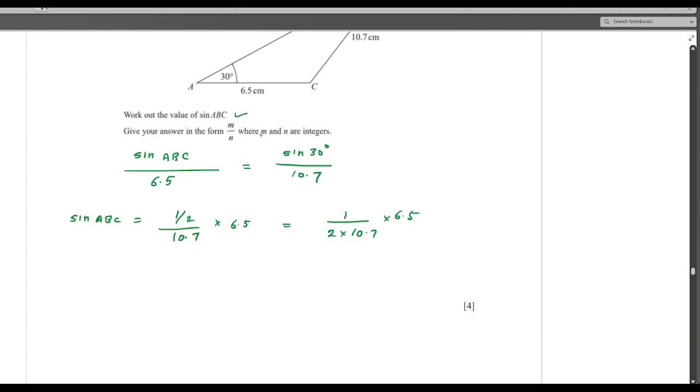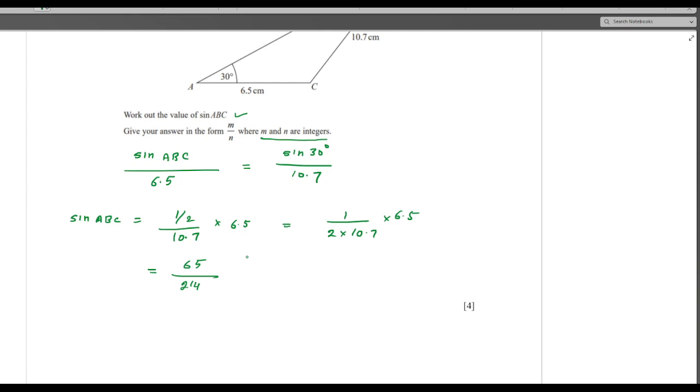I have to write this where m and n are integers. So do one thing, multiply numerator and denominator by 10, you will get 65 numerator, and your denominator will be 2 times 107, so it's 214. Now if 65 divided by 214 can be simplified, you should simplify, otherwise you can write this as it is.